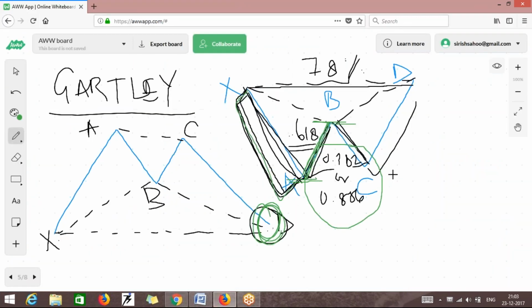Now coming to the fourth one, that is 78% of XA.